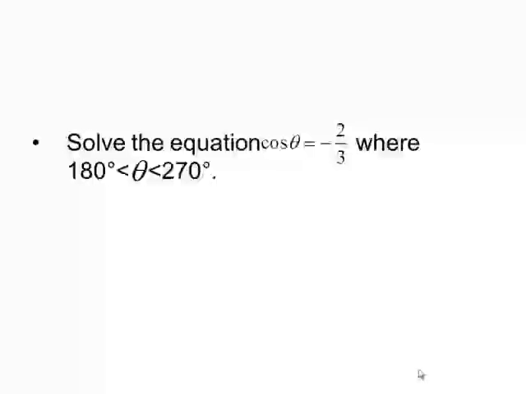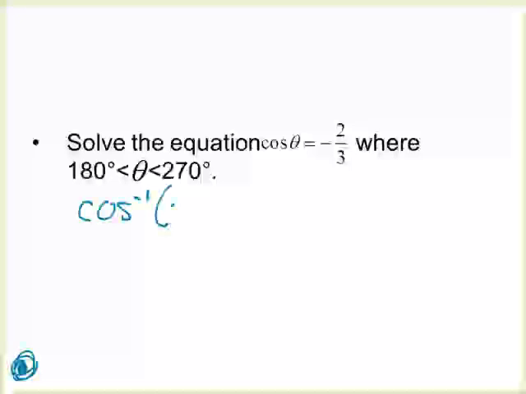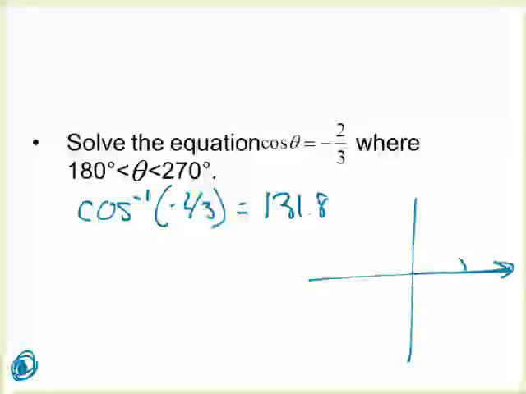Go ahead and try the last one. So I begin by typing the given equation into the calculator, doing an inverse cosine of negative 2/3. And that gives me a starting answer of 131.8. But that is not between 180 and 270, so I have some work to do. So I graph the given angle. 131 degrees would be somewhere around in here. And I want to find how big that reference angle is, so I need to subtract from 180. So 180 minus 131.8 gives me a reference angle of 48.2.